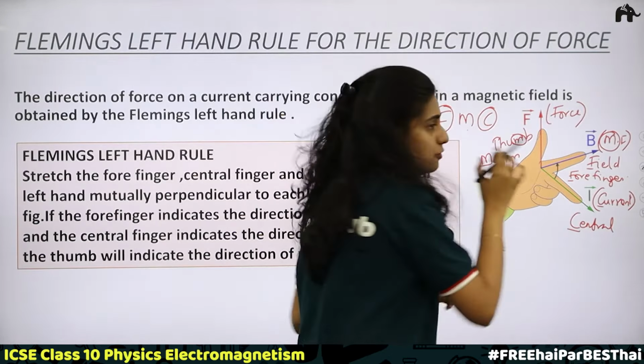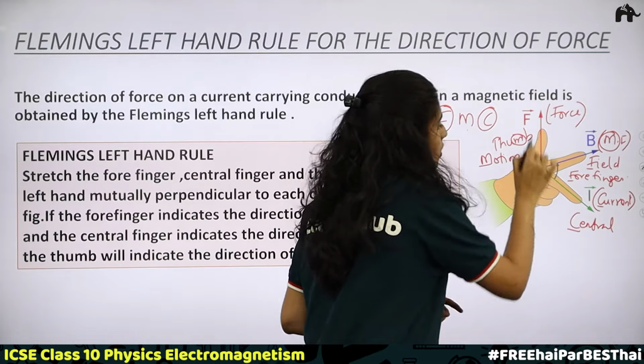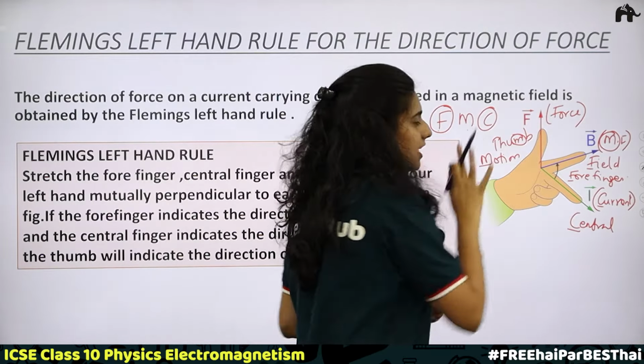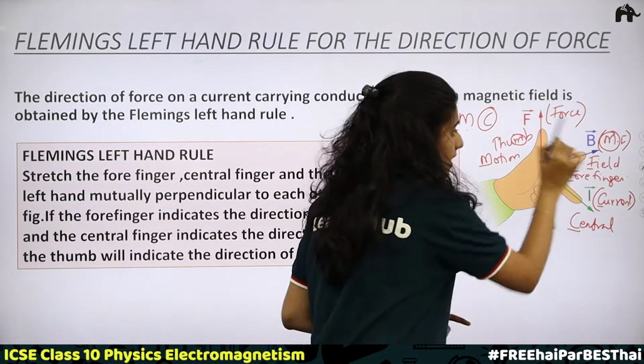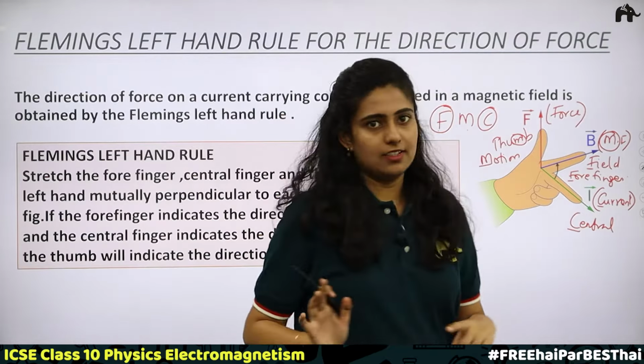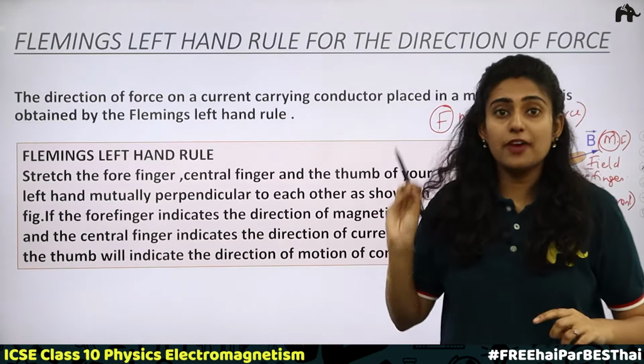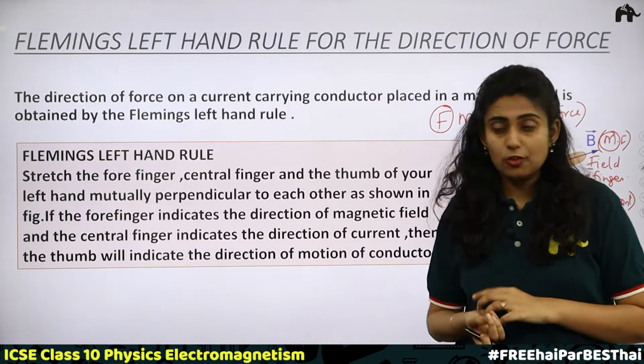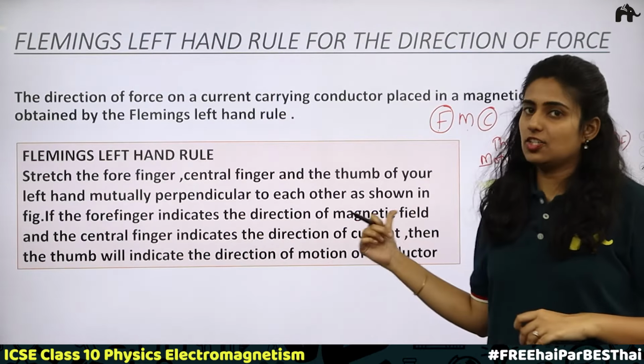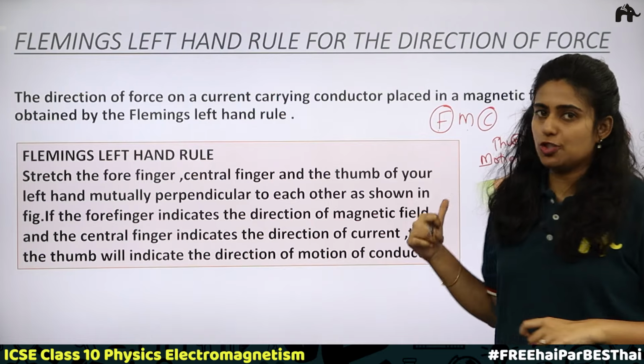This rule is used to find the direction of motion or direction of force of the current carrying conductor, when you know the direction of magnetic field and the direction of current. Very easy, right? Now you know how to find the magnitude of Lorentz force, and also to find the direction of motion.